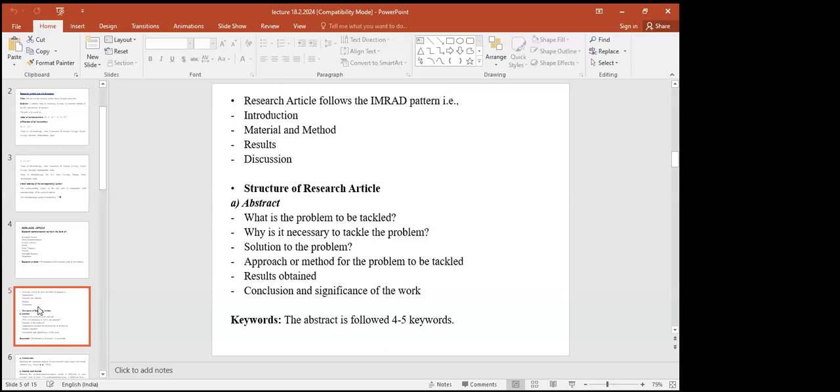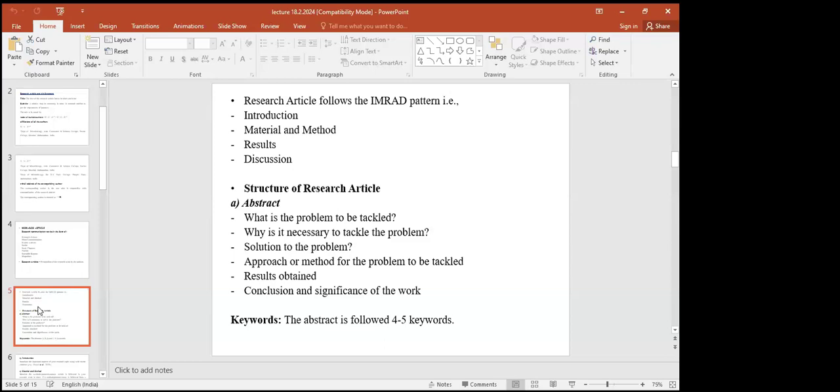Then after that you have the keywords. Now keywords, immediately below the abstract, you need to mention. 4 to 5 keywords are generally asked. Now see, the keywords are very important things that you need to consider. You cannot take the keywords from the title only. Whatever words have come in the title, you are not supposed to take them in the keywords. Keywords have to be very different, related to your work.